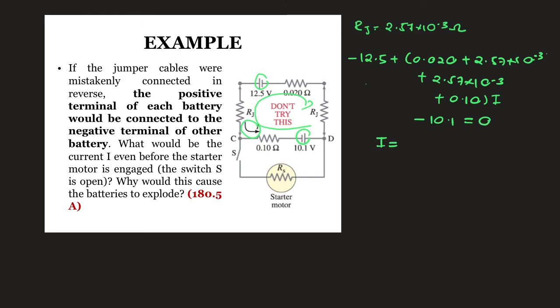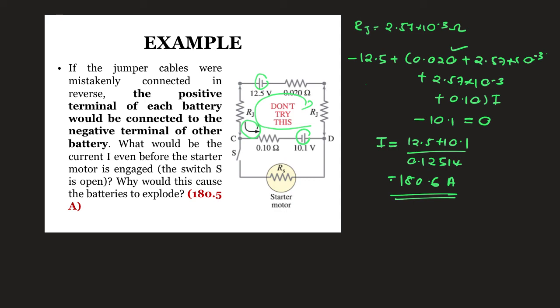So you are going to get the value, wait, I'm going to put it as 12.5 plus 10.1. The combination of this one I get is 0.12514. So I'm going to get my answer as 180.6 ampere. Okay, so basically this is a very large current.